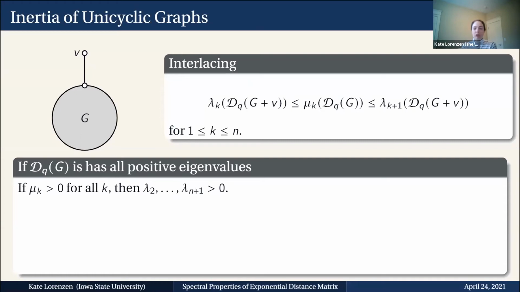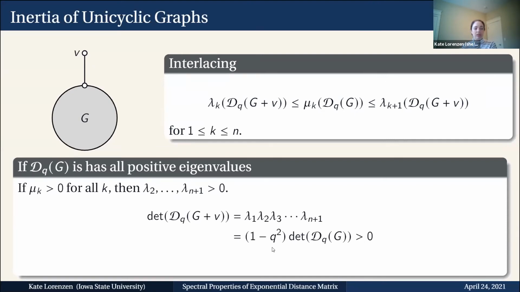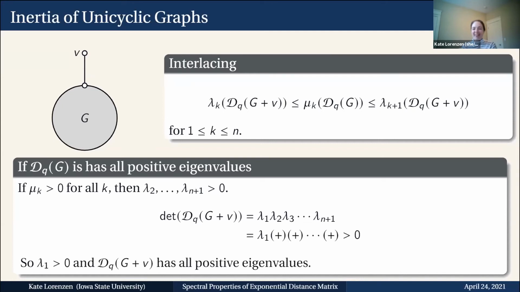In addition, I know the determinant of my graph with my leaf is equal to the product of all of its eigenvalues. We also showed before that if I have a graph and I've added a leaf to it, the determinant equals (1 minus q squared) times the determinant of my original graph. Since I know my original graph has all positive eigenvalues and q is between 0 and 1, this product is going to be greater than 0. Again, meaning the determinant of my graph with the added leaf is greater than 0. So I have a product of eigenvalues that is positive, and I know all but one of them are positive, so the last eigenvalue is also going to be positive.